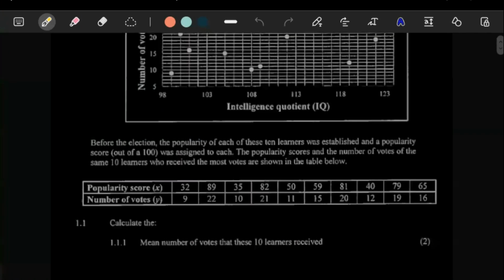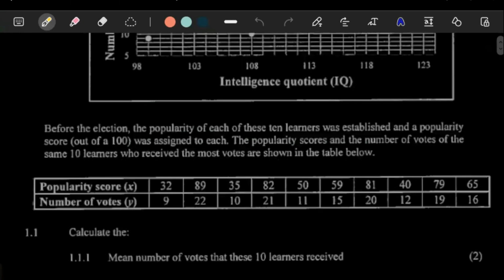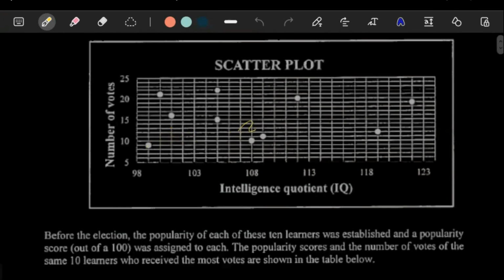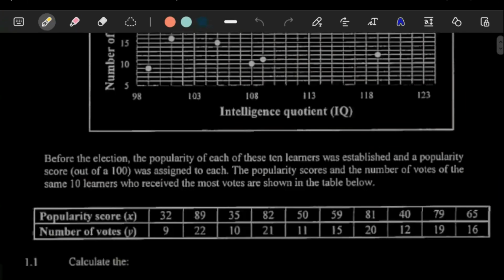And then it says before the election, the popularity of each of these 10 learners was established and a popularity score out of 100 was assigned to each. The popularity scores and the number of votes of the 10 learners who received the most votes are shown in the table below. So let's see here. The first row has 10 numbers. This is probably the popularity score, and then here the number of votes that each of the learners got. And then the scatter plot has information about the IQ, so we shouldn't get it mixed up.